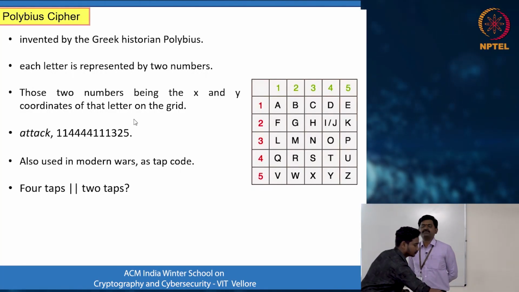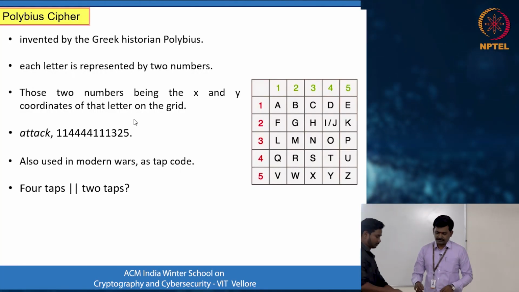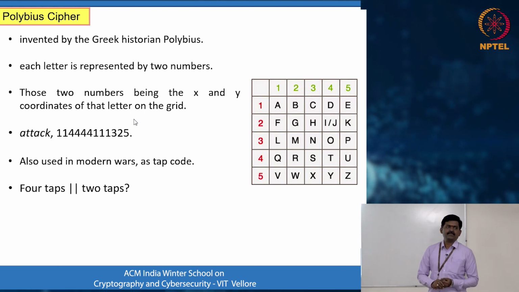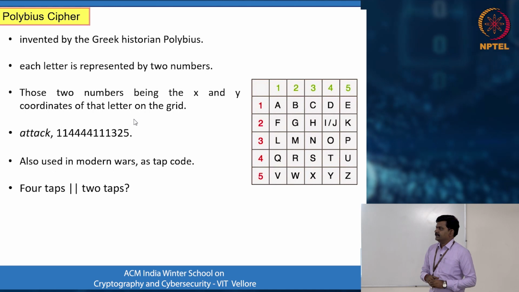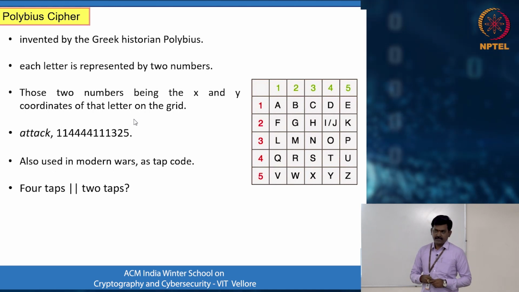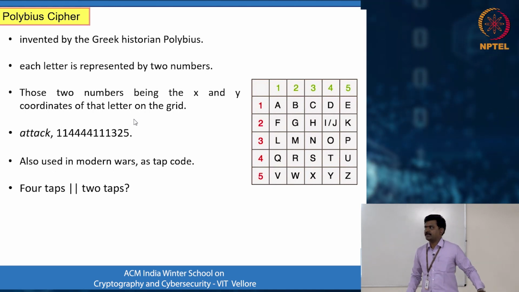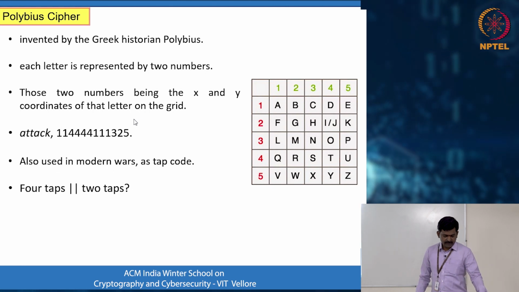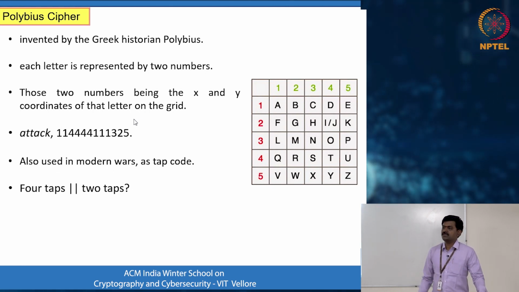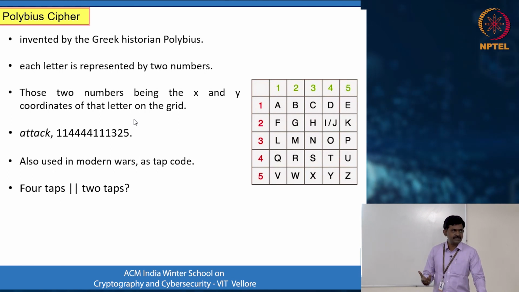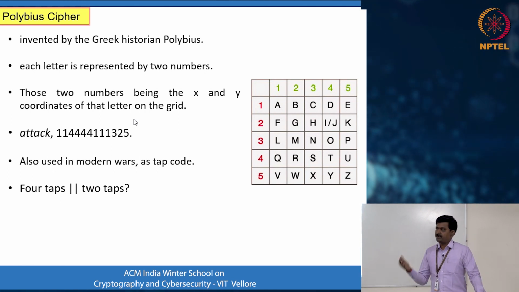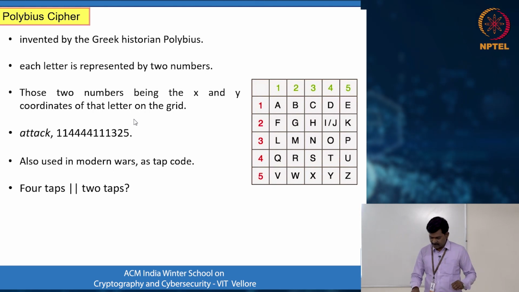Before we conclude, we have seen the monoalphabetic ciphers, right? Additive, multiplicative, then affine, ROT13. We have also understood the importance of the larger key space. How do you increase the key space from additive to affine? How we have increased the key space, we have also seen.